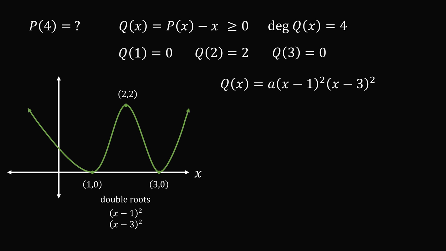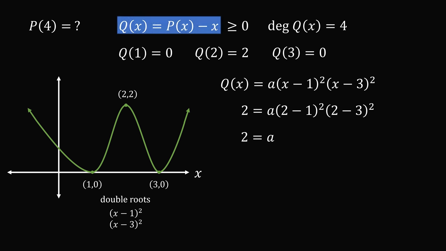So all that remains is to solve for the scaling factor a. To do that, we'll use the point (2, 2). So we will substitute in that q of 2 is equal to 2, and we will substitute in x is equal to 2. Now simplifying this, we get that 2 is equal to a. So we solve for q of x.